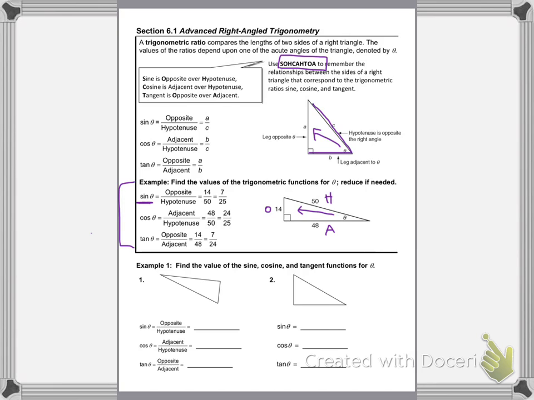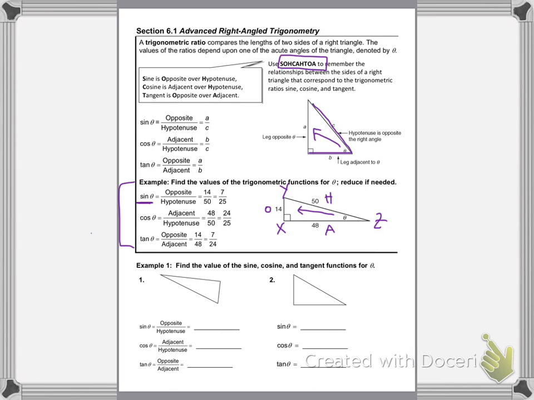Now, let's say that this triangle had letters on it, and let's say that it was triangle XYZ. If they were asking you to do this instead of for angle theta, for angle Z, you'd have all the same answers.